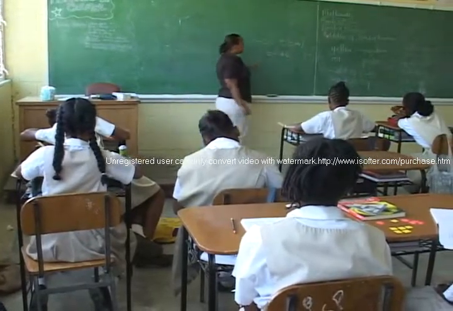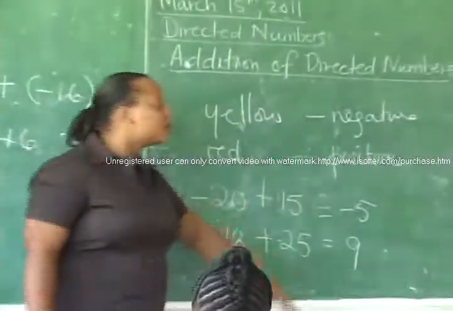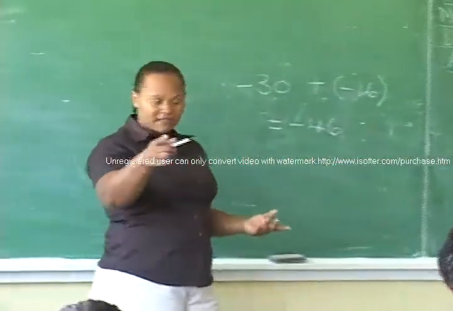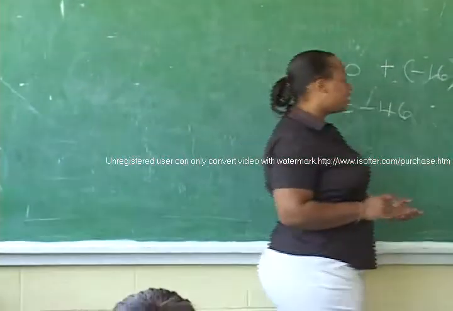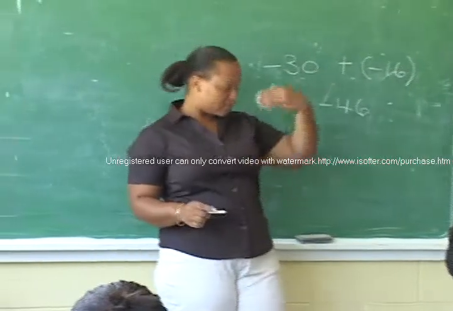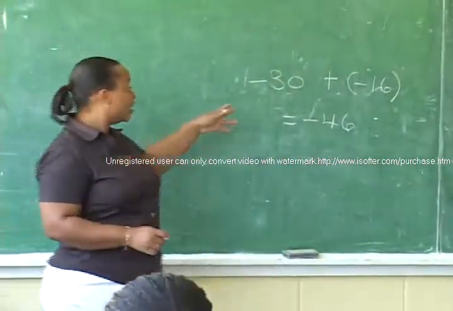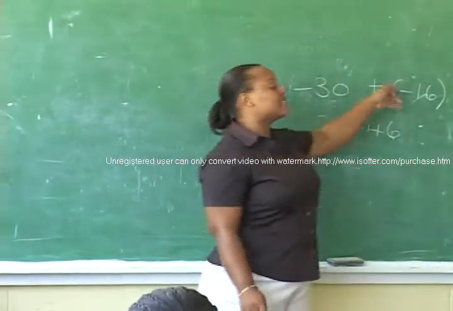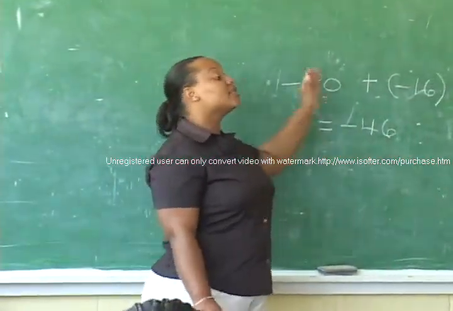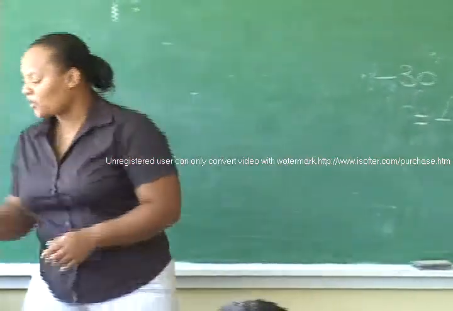So remind me again, when we have a negative plus a number, what do we do? We subtract and keep the sign of whichever one is greater. And when we have a negative plus a negative, it increases, and we keep the negative. So it's not negative 30 plus negative 16 equals 46, but it's equal to negative 46. Alright, you have an exercise to do for me on that.